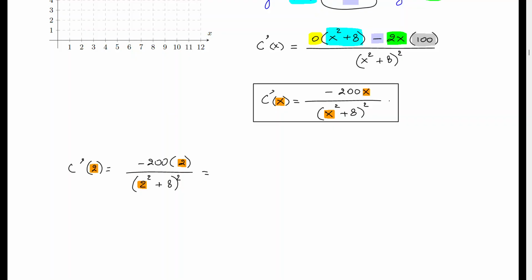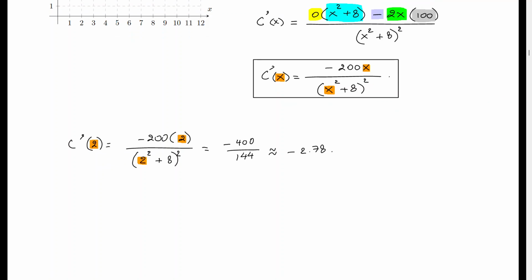And you can use your calculator to get the solution here, but in any case, I'm going to get something like negative 400 on the numerator, and 2 squared is going to be 4, 4 plus 8 is going to be 12, 12 squared on the denominator is the same thing as 144. So roughly speaking, this is negative 2.78. And we'll worry about the units in a second. I'll describe what the units have to be.